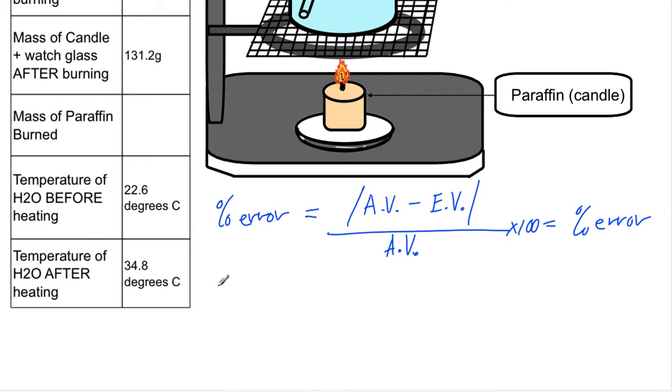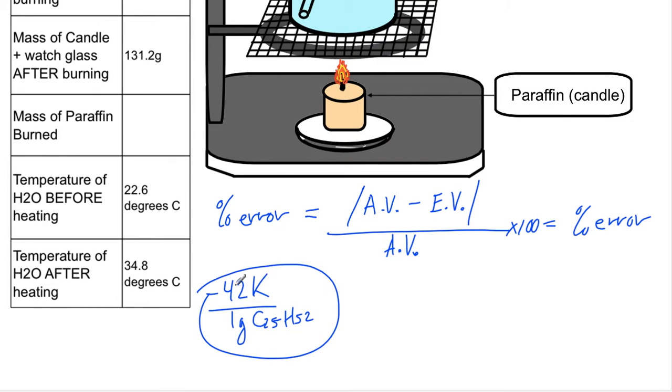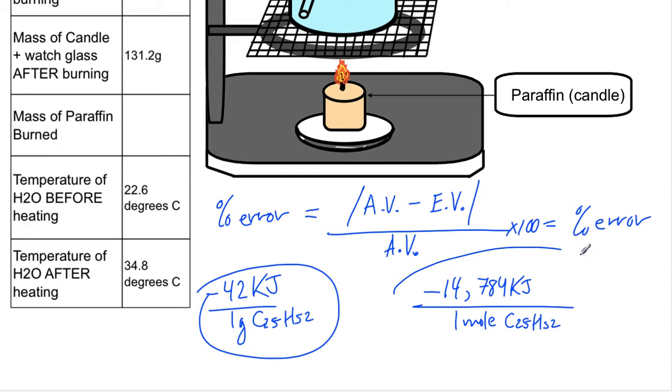What is the accepted value? Well, according to the internet, it's negative 42 kilojoules for every 1 gram of paraffin. Now, knowing that your paraffin is 352 grams per mole, that equates to negative 14,784 kilojoules per 1 mole of C25H52. So we're going to use these two values, and you're going to find two percentage errors.